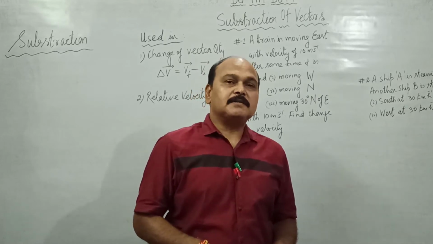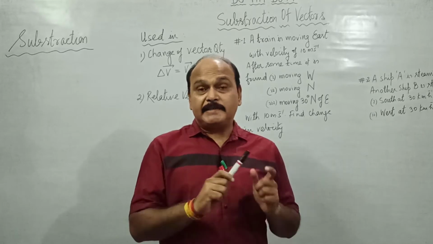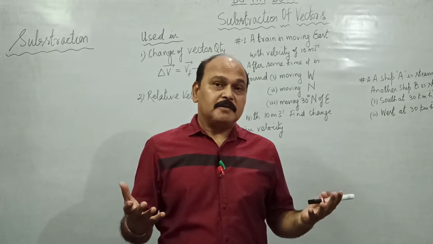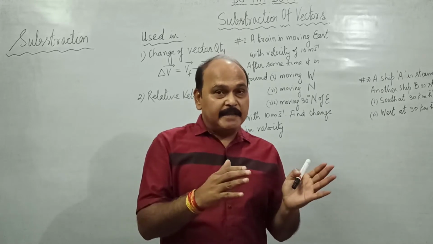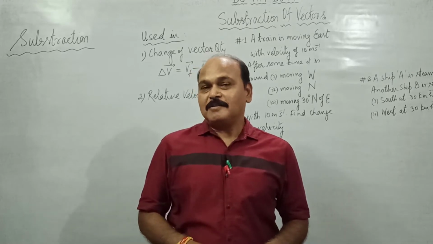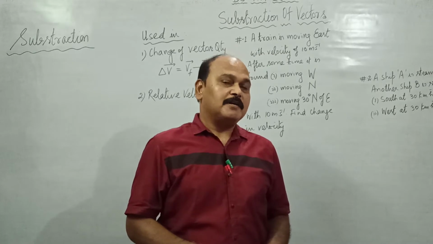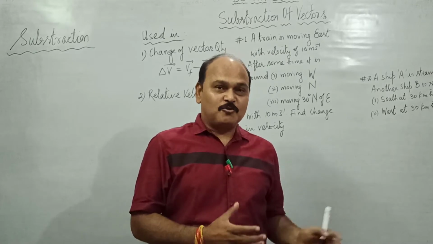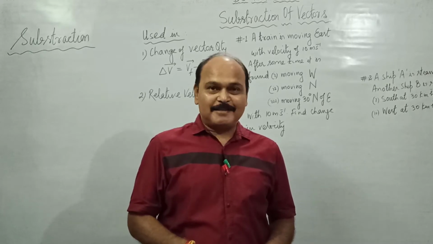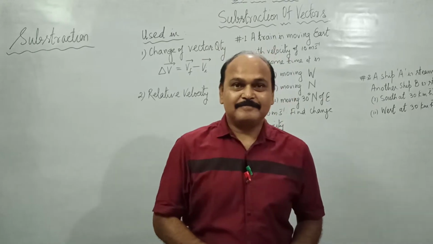Children, negative vectors are those vectors which have equal magnitude and exactly opposite direction. Vector subtraction is the sum of a vector with the negative vector of the other. And to be able to work out the numericals of vector subtraction, we must have command over vector addition. So far we have been studying vector addition only. So let's work out vector subtraction.